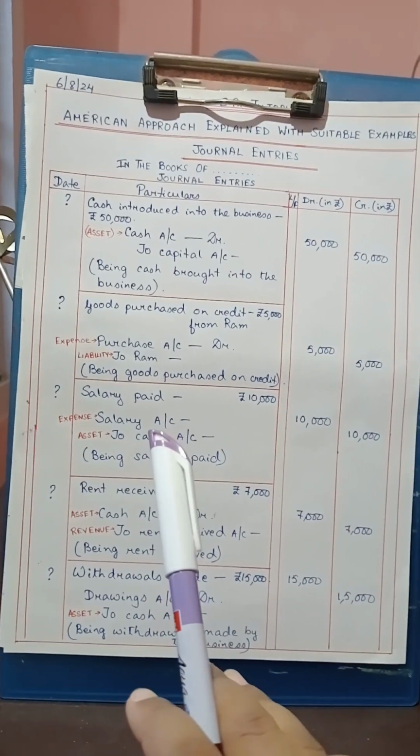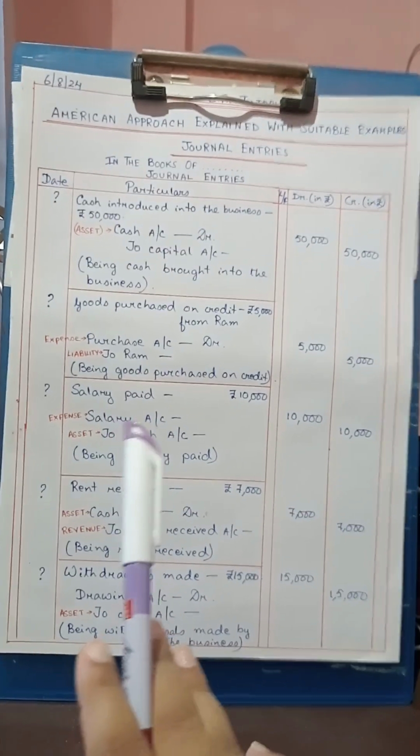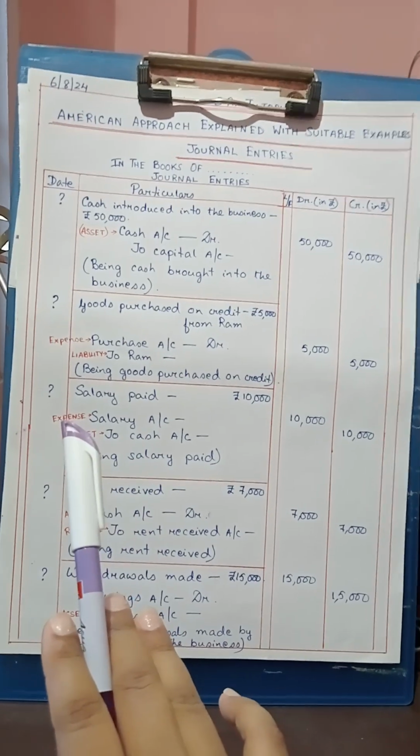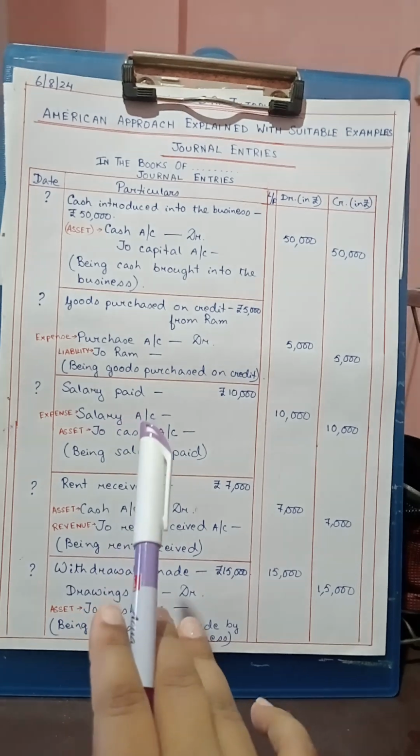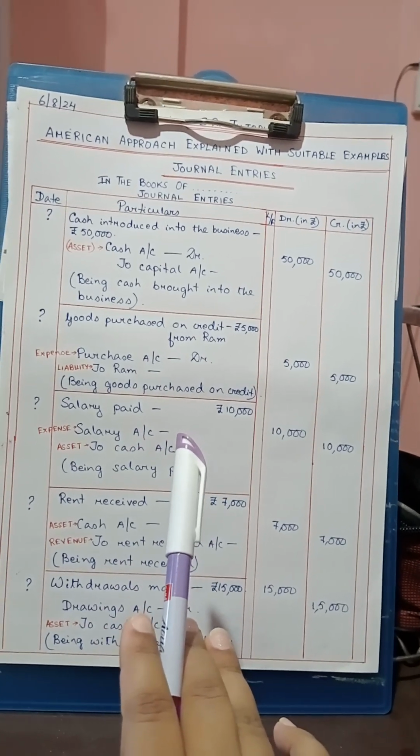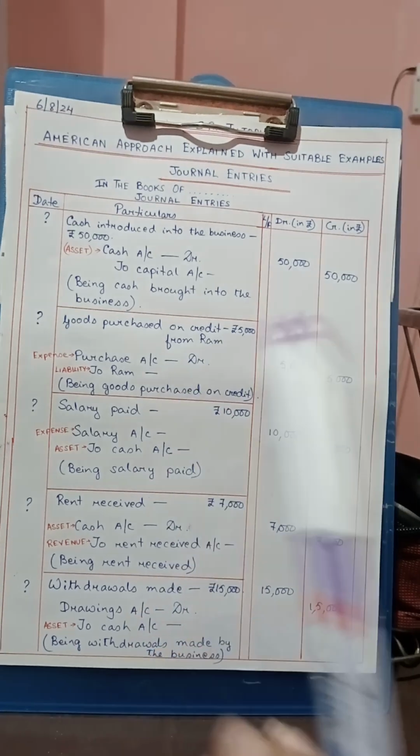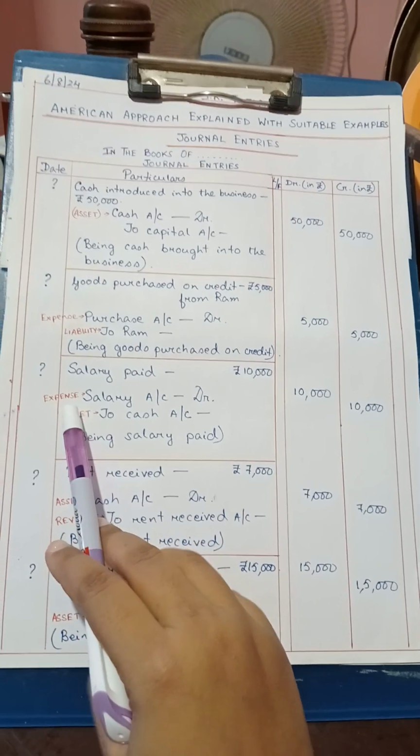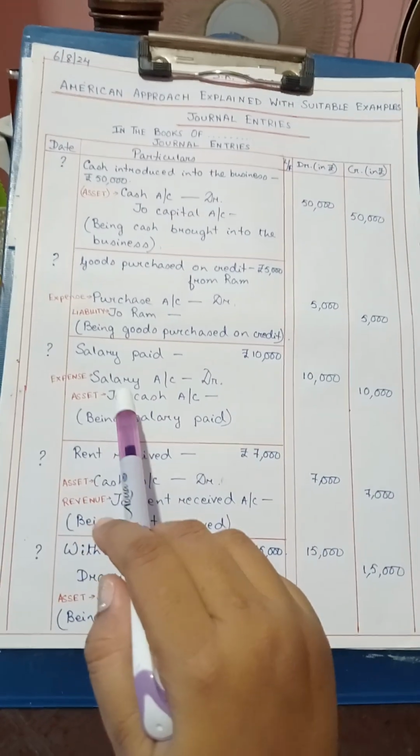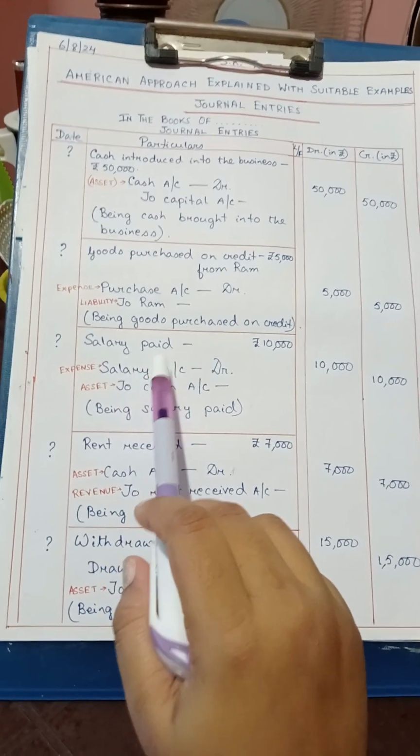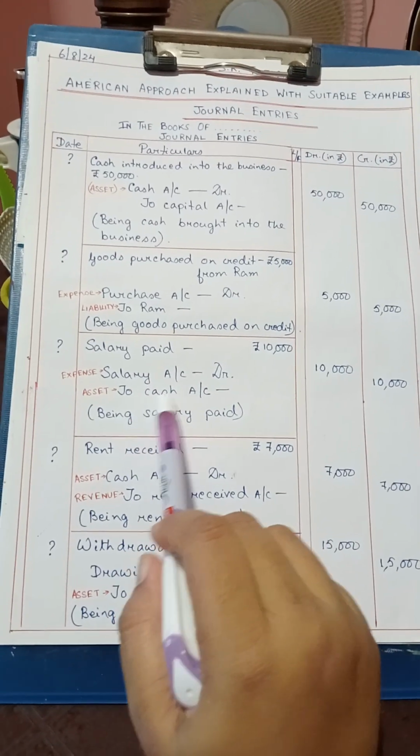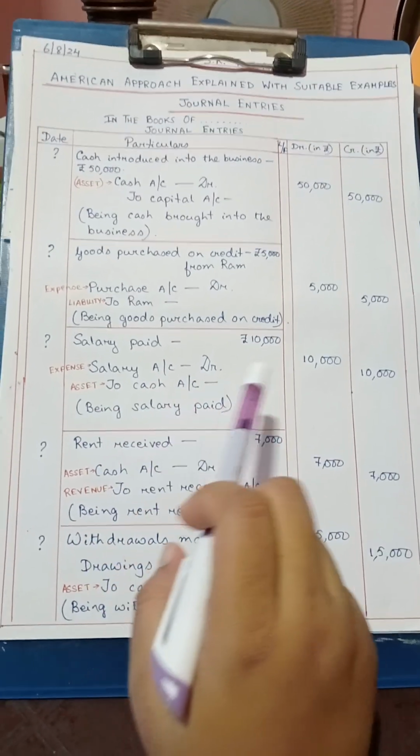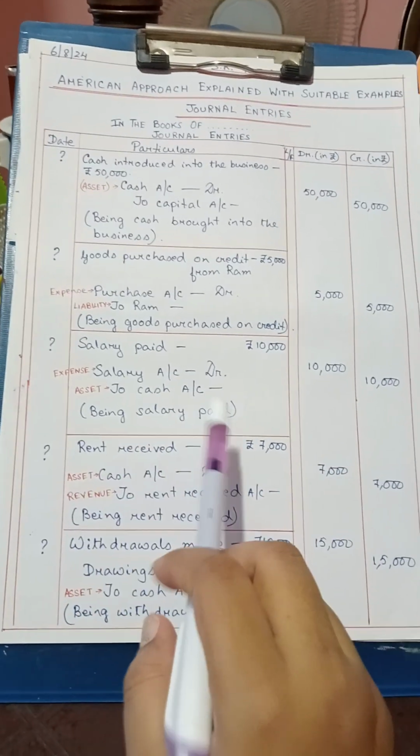Then the third case, if an expense increases: here salary paid is an expense. Salary is an expense account. When an expense increases, it should be debited. So the salary account is debited. Sorry, I forgot to write the debit. So you see, salary is an expense account, so if it increases, it should be debited. At the same time, while paying salary, cash goes out. Cash is an asset, and when it decreases, it should be credited. So the salary account is debited to the cash account, 10,000, being salary paid.